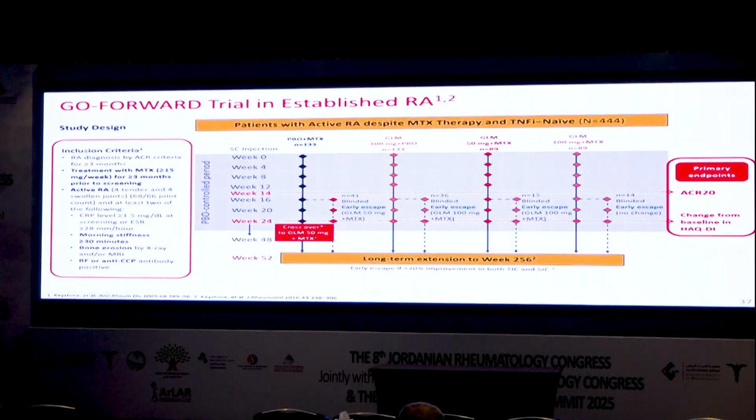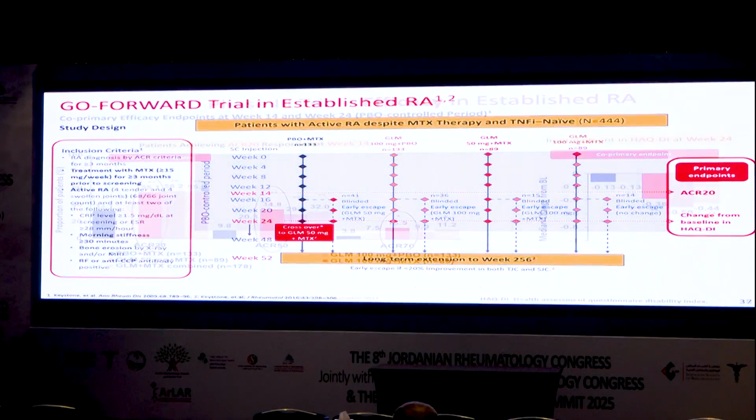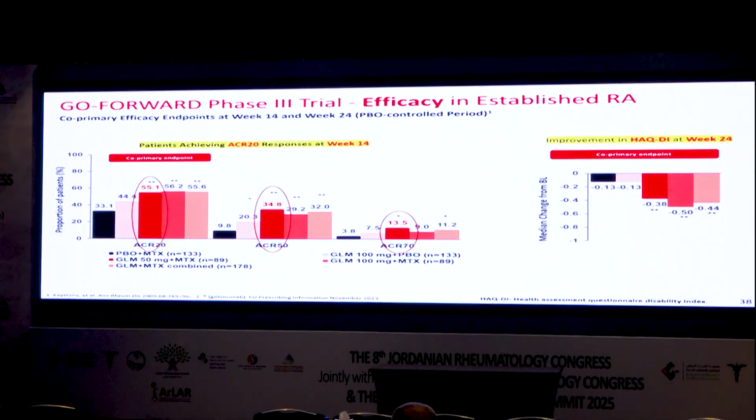GO-FORWARD showed that 55% of the patients achieved the primary endpoint, the ACR20 response, at week 14, and about 35% achieved the ACR50, and 13.5% achieved the ACR70. Also, there is an improvement in the disability index by week 24. So the primary endpoints of this study were achieved.